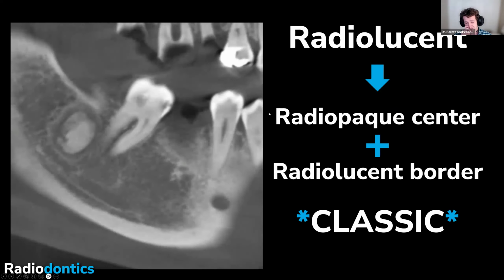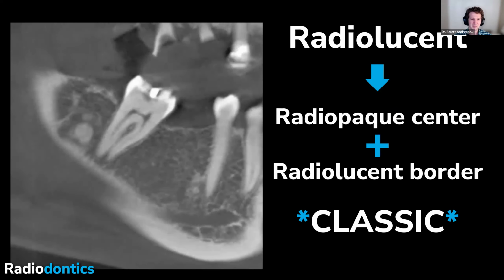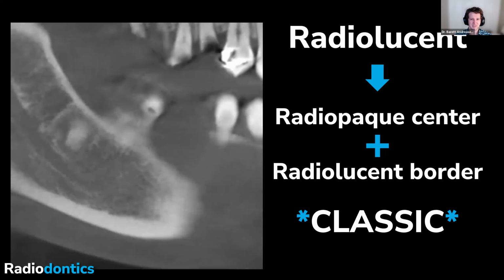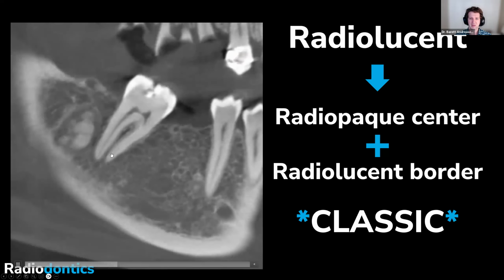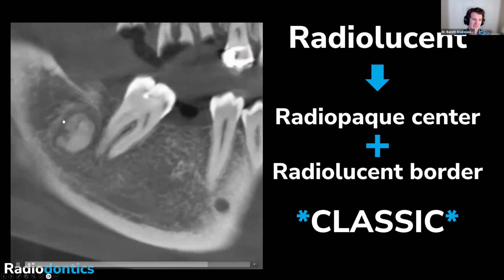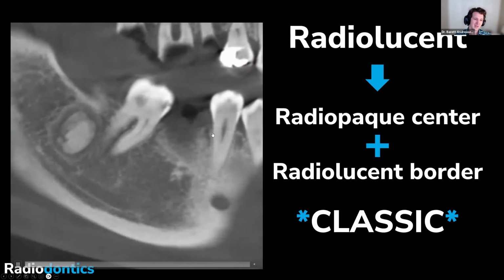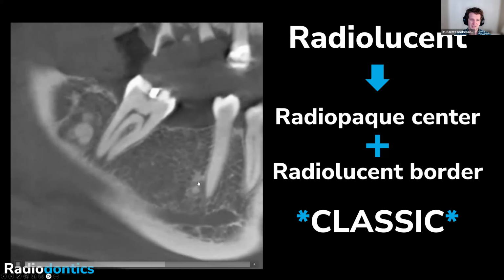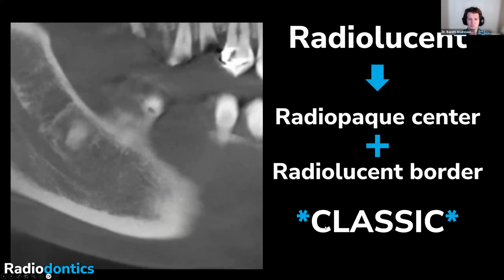Now, as this lesion of cemental osseous dysplasia continues to progress and mature, we end up with our more classic appearance of cemental osseous dysplasia, which is where we have a radiopaque center surrounded by a more radiolucent border. We can see an example of that here, just distal to tooth number 30 or 31. And we can also see a little lesion here next to tooth number 29, which is very small there near the root apex.